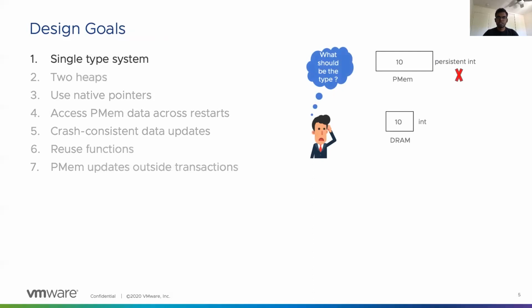First, single type system. Without a single type system, each native type would need an equivalent type which will reside in PMEM. For example, a user who wants to store an integer 10 would now have to decide the type of 10 based on its location, whether it will be in PMEM or RAM. This is not how today's programs work, so we need a single type system.